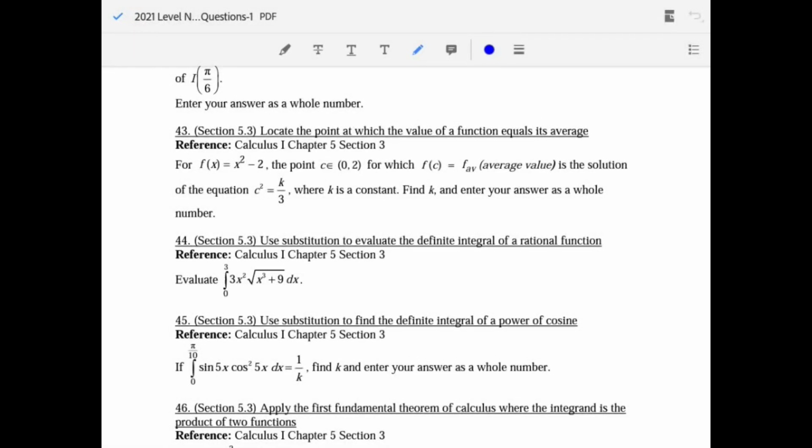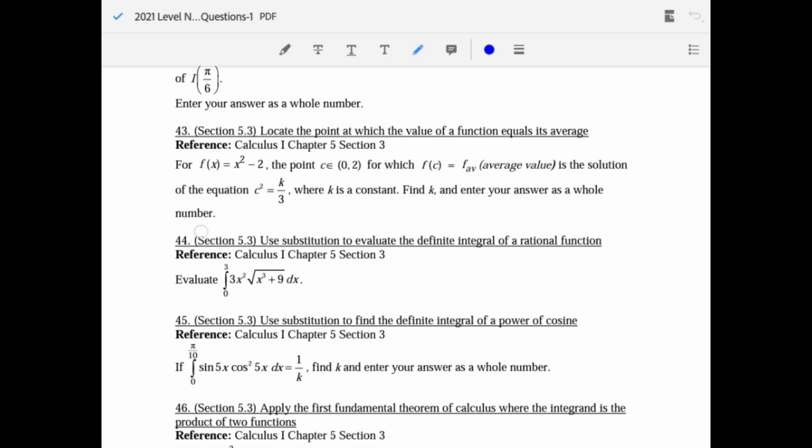Okay, question 43. For f of x equals x squared minus 2, find c for the average value, and then find c squared, because most likely it will be in a radical form. So the average value, you find it by dividing the area under the graph by the width. So you're finding the average height, if you can get the intuition of that.